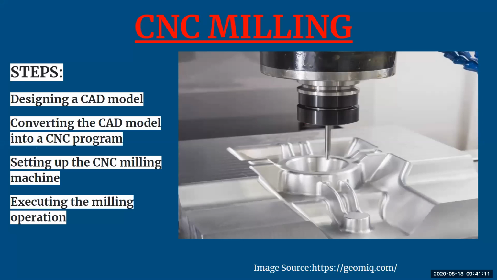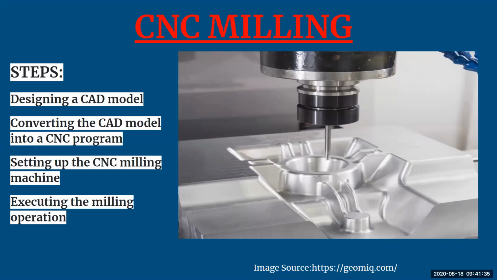Step 2, converting the CAD or CAM model into a CNC program. This is your second step, where you are going to convert your CAM model into the CNC compatible file format. Usually the file format is G code. So your CNC machine automatically takes the file format once you convert the CAD files into a format which is understandable by the machines.